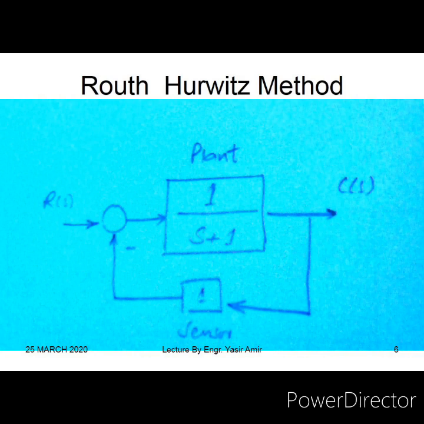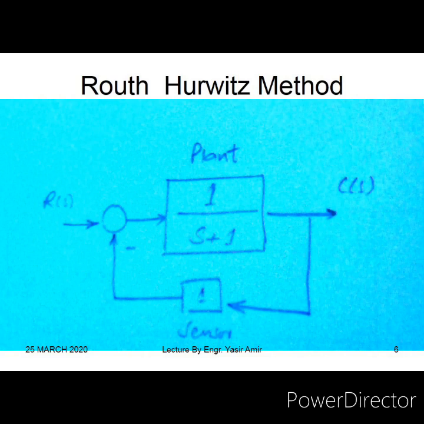Now in order to understand the Routh-Hurwitz method, let's consider this given system as shown in this block diagram. The transfer function of the plant is 1 upon s plus 1, and in the feedback path we have a sensor with a gain of 1, and there's a negative feedback. So this is a closed loop system, and first of all we need to find its closed loop transfer function. We are basically interested in finding the stability of this closed loop system. We are not focusing on the stability of the plant at the moment. We can do that separately as well, but right now our concern is the overall system.